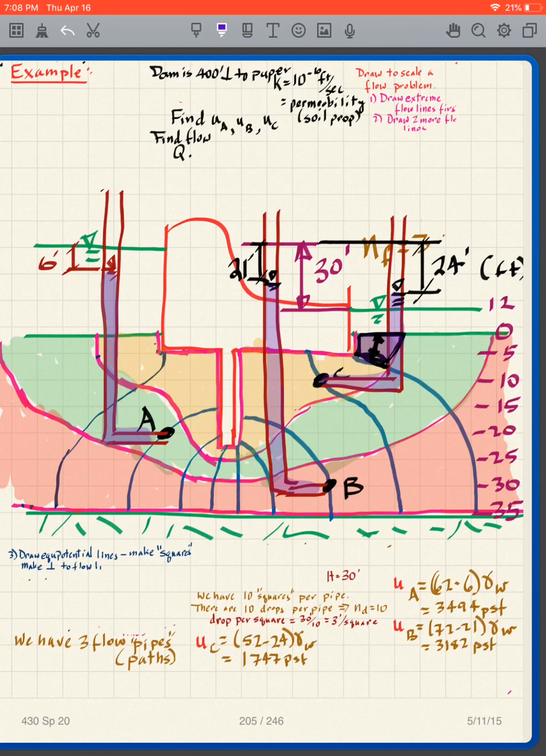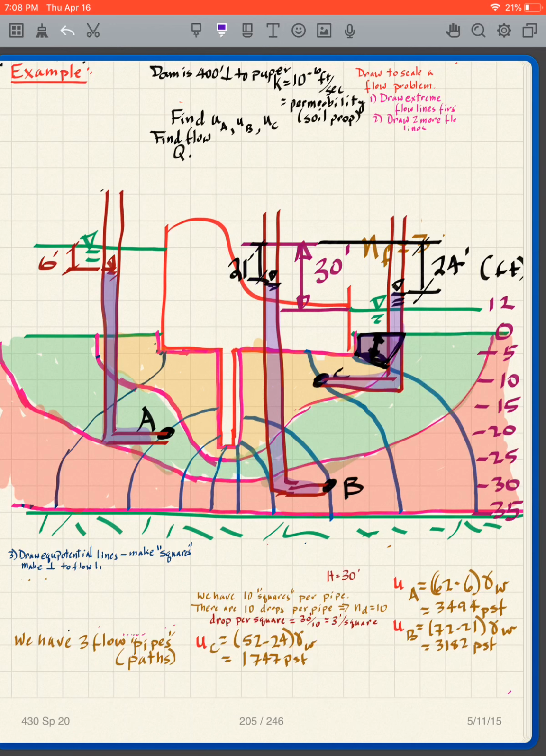Let's look at point B. To get to point B, I go through 1, 2, 3, 4, 5, 6, and then the last one, I have to go through 7 squares to get to point B. Since there's a 3 foot drop per square, that would be a drop of 21. 7 times 3 is 21 feet. So I look at my piezometer at B, and I get a 21 foot drop from the upstream water level. So it's pretty straightforward.